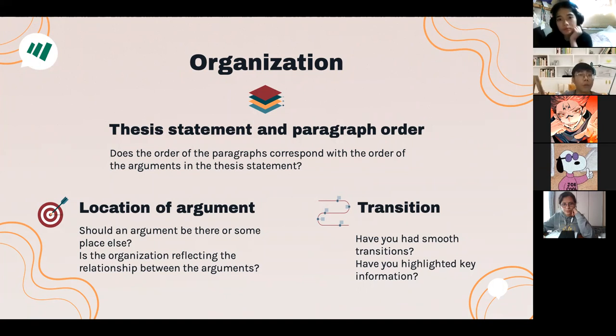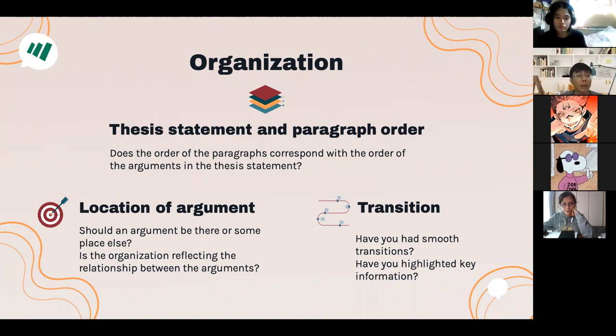So for example, the effects of this problem are A and B, while A and B lead to C. So the organization of your essay should reflect this relationship, how this problem directly causes A and B and indirectly causes C through A and B. So the organization, the location of your argument should really reflect the relationship between the arguments.